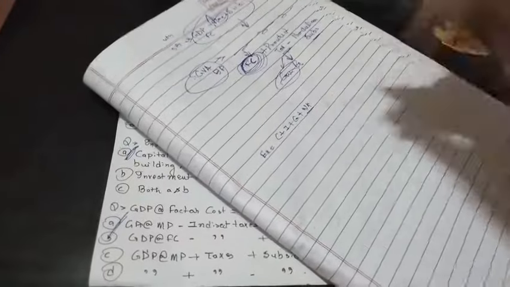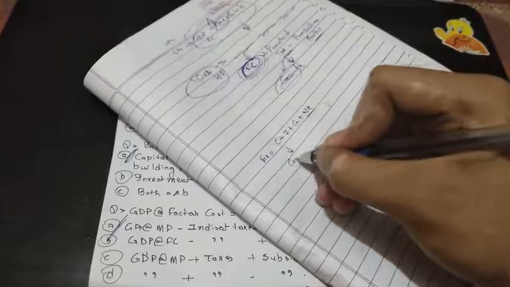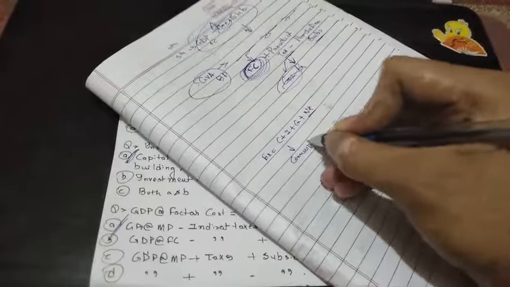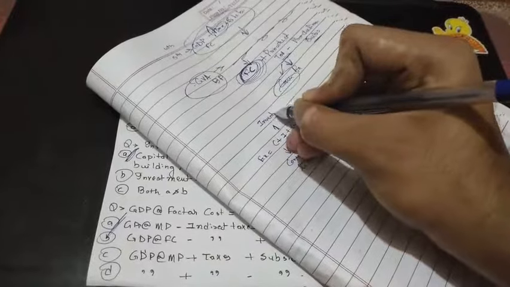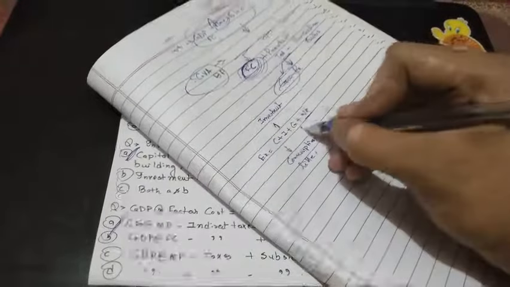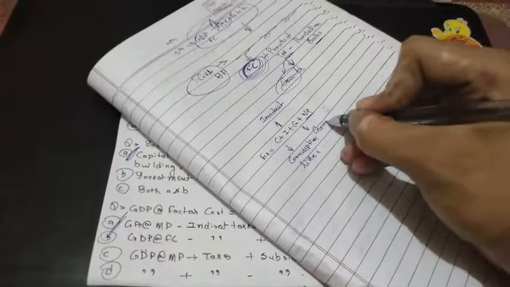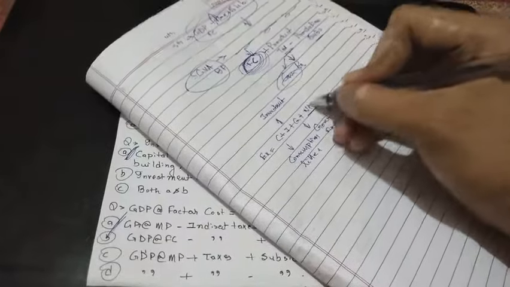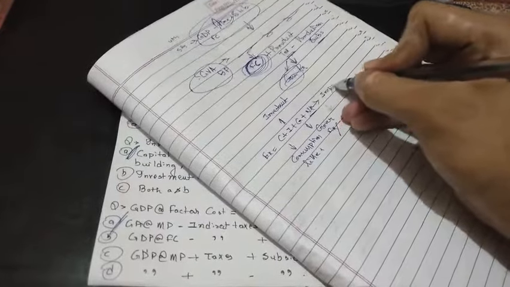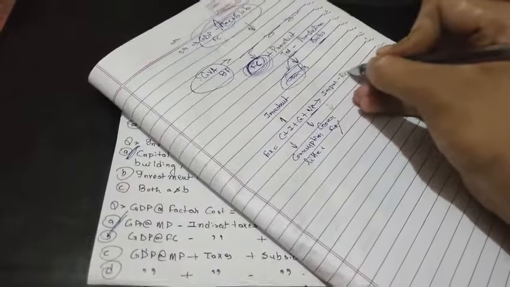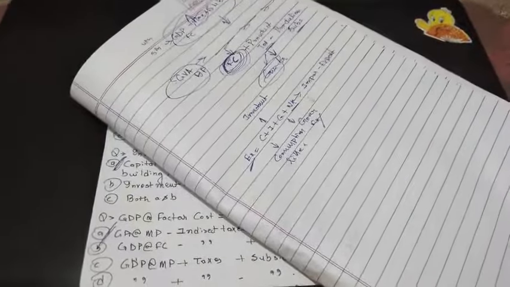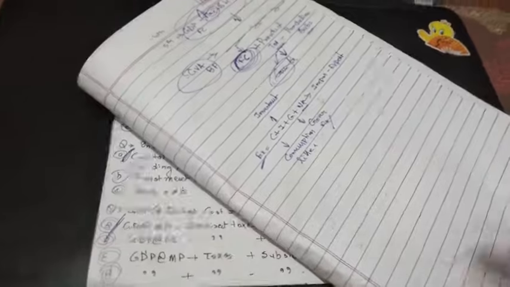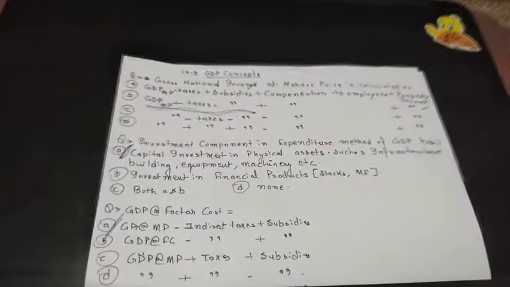C I G N X. Here C stands for consumption, consumption by common people. The second component is investment, investment by any companies or entities. The third one is government expenditure or consumption. And the fourth one is import minus export. So this is the formula to calculate GDP through the expenditure method. And now we will see some questions.